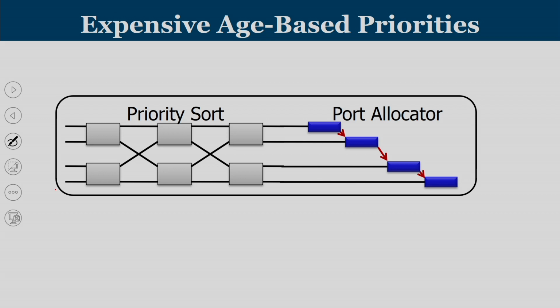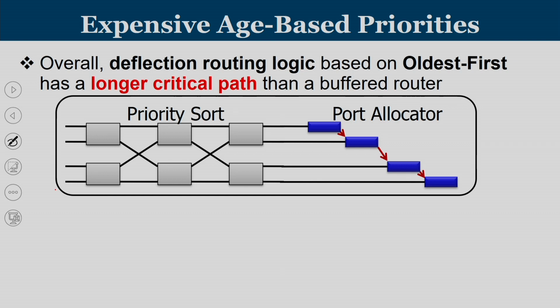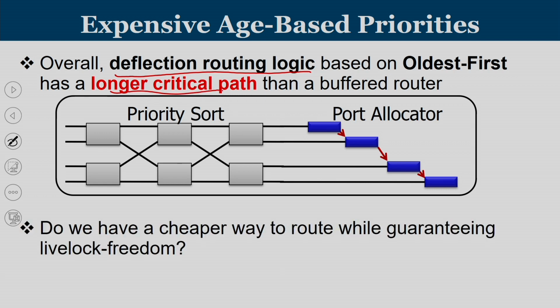So how has it been done? You have a priority sorting circuit that we have seen, which will sort the flits, followed by a port allocator which is sequentially connected. So overall, the deflection routing logic we have seen, which includes a flit ranking circuit known as a priority sort and a port allocator, is based on the oldest flit. So overall this is going to take a longer critical path than your conventional buffered router. So can we make it cheaper while guaranteeing livelock freedom? That is what we are going to see next.